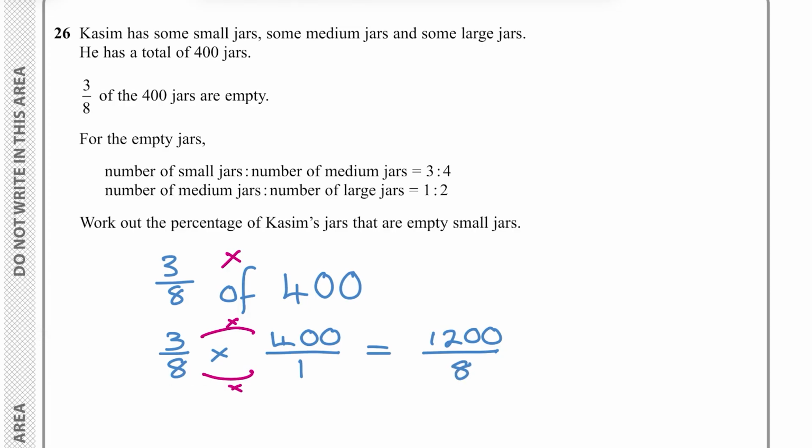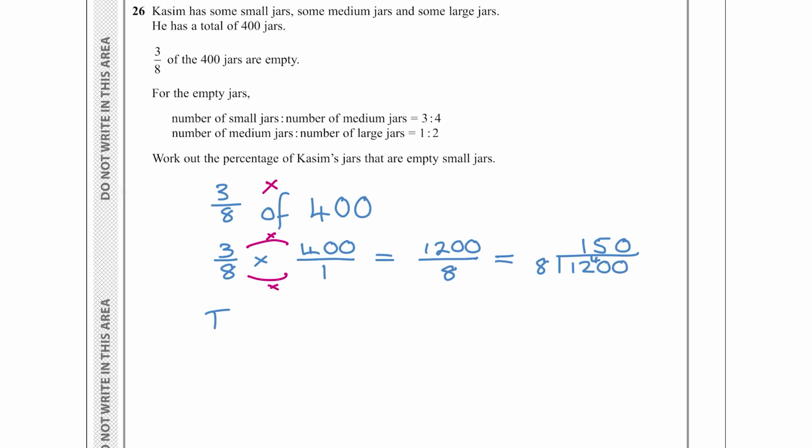And then if we do bus stop for that, you can put 1200 in the bus stop, divided by 8. So 8's into 12, go once and you're left with 4. And then 8's into 40 is 5. That's 150. So 150 of the 400 jars are empty. So if we make a note, total empty jars equal 150.